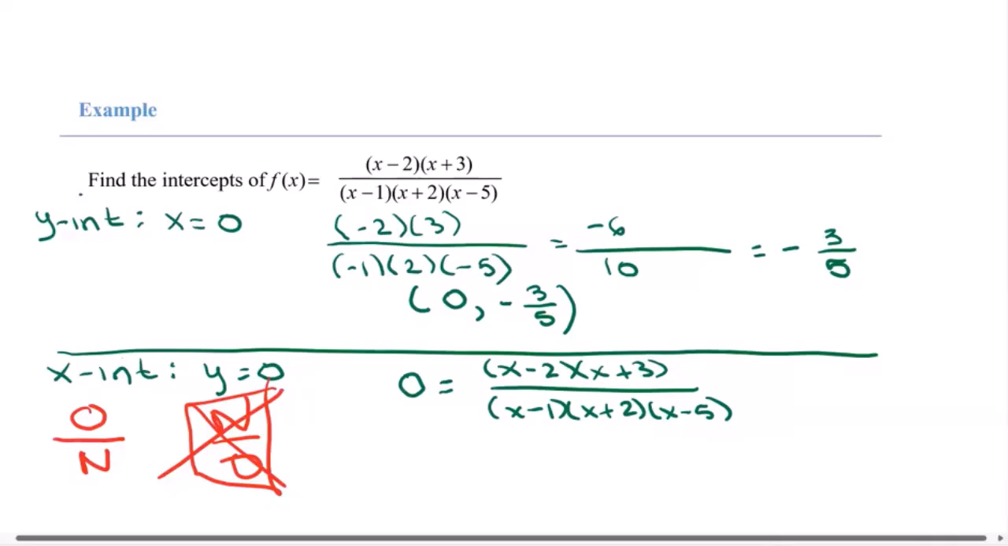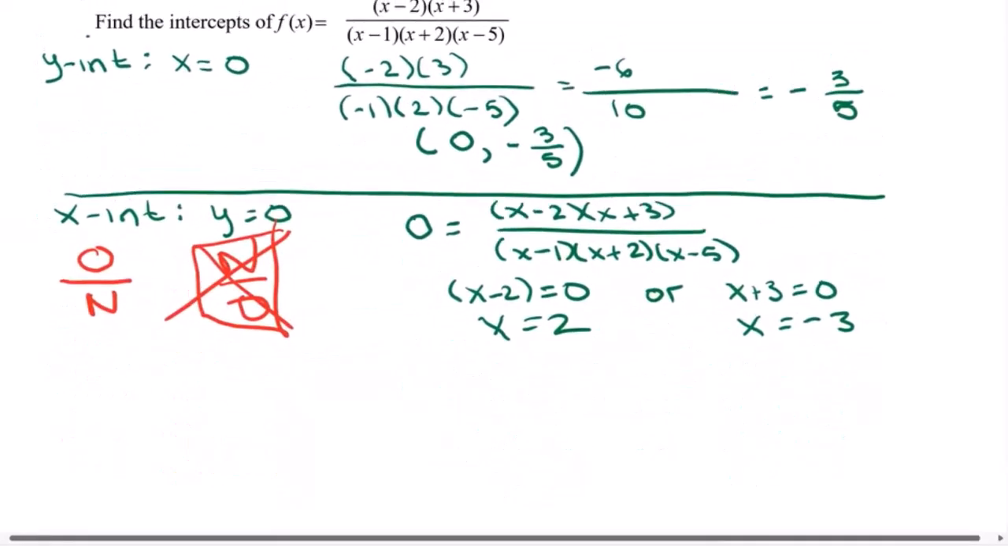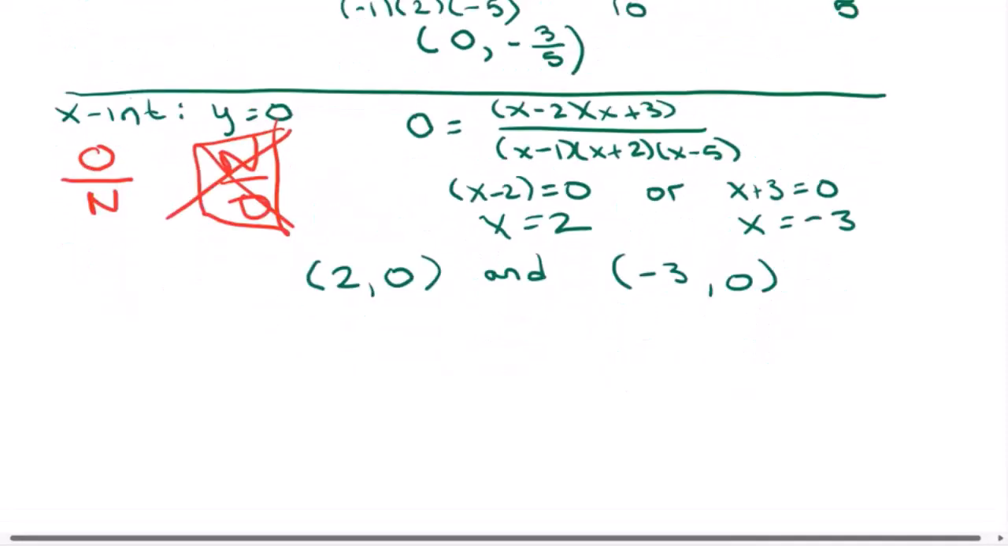I have 2 values, x minus 2 equals 0 or x plus 3 equals 0. So here we have x equals 2, and here we have x equals -3, which means my x-intercepts are at 2, comma, remember I plugged in y equals 0, and -3, comma, 0. And that pretty much takes care of this entire section.